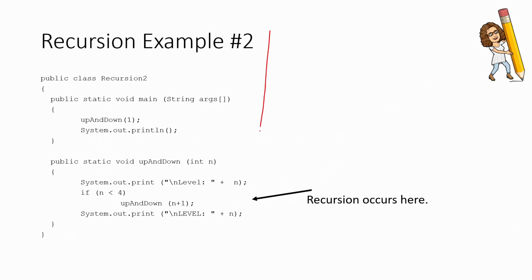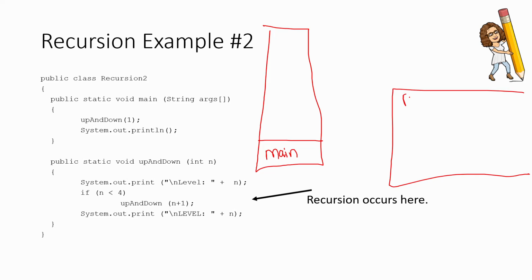So we need a stack. So let's go ahead and make ourselves a stack here. So first thing, main, obviously, is called. Over here, we're going to need a print line. So we're going to do some prints over here. Okay, so first thing, I see up and down, 1 was called. Okay, so 1 is here. So we're going to print on a new line, level, my n is 1. Okay, if n is less than 4, yes it is. We're going to call up and down n plus 1. So I've got to go right here, up and down.